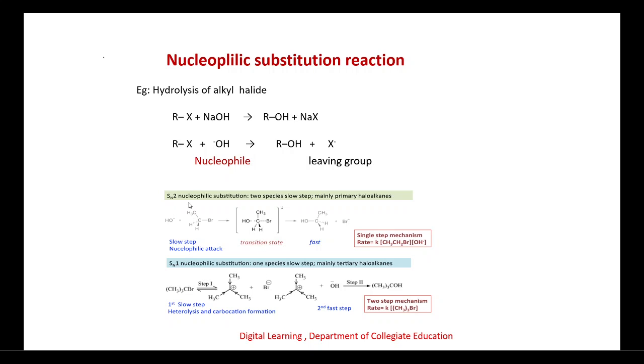Coming to SN2 nucleophilic substitution, which occurs mainly in primary alkyl halides, it is a single step mechanism where the breaking and the formation of the bond take place simultaneously in the transition state. Here, the rate of the reaction depends both on the concentration of the reactant as well as the reagent, and hence this is a second order reaction designated as SN2.